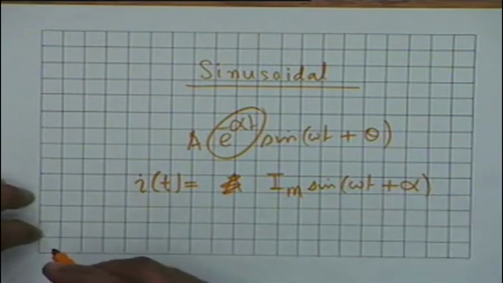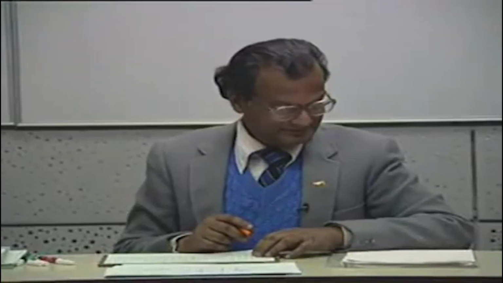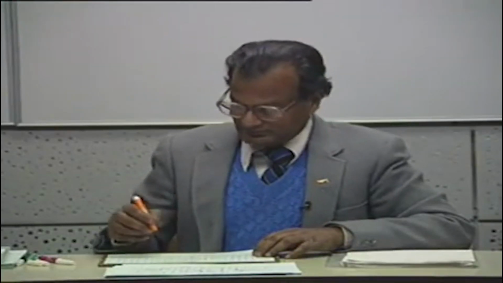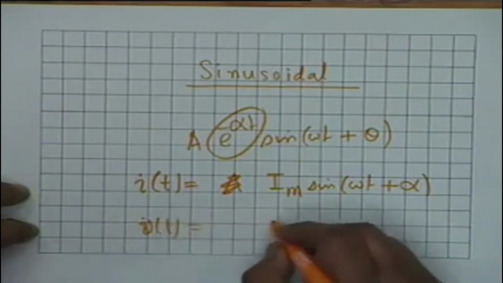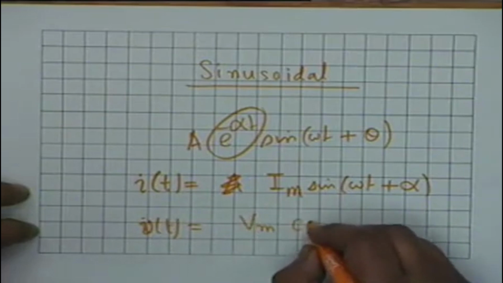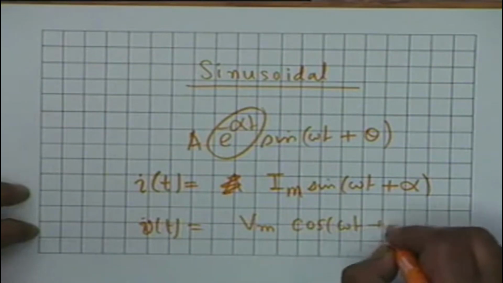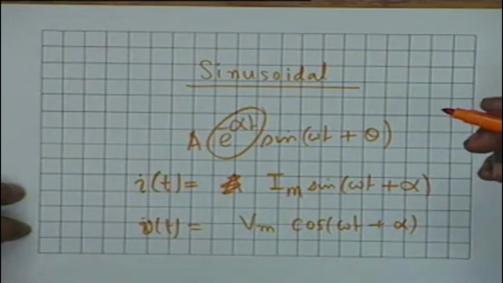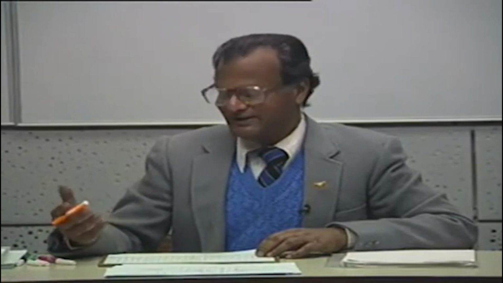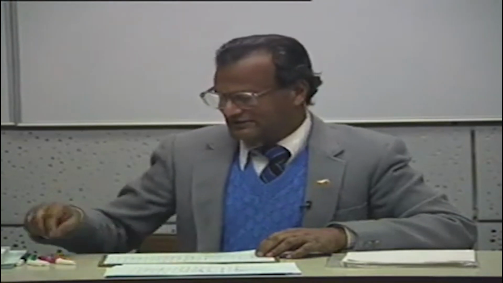It could be sine or it could be cosine, all right? Or it could be, let's say, v of t is equal to some Vm cosine of, let's say, omega t plus alpha. Sine or cosine, it doesn't matter. Both are sinusoidal. There is a favoritism in favor of sine. We don't say cosinusoidal because it uses more letters. CO is to be added. That's all, economy. So we say sinusoidal.